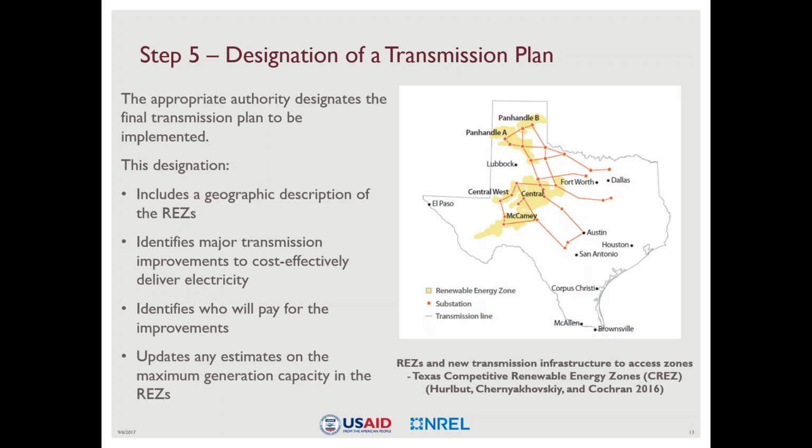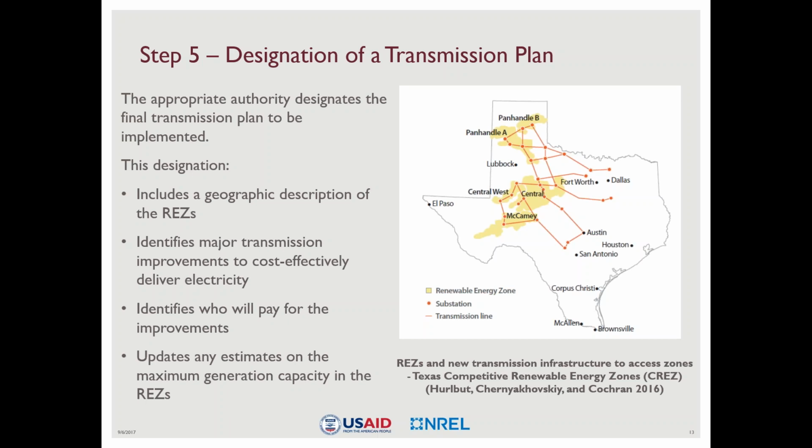So how would we implement this transmission system enhancement or expansion? Also, it would update any estimates on the maximum generating capacity in the zones. And shown here on the right is an example of the zones that were identified and the new transmission infrastructure to access these zones and really export this power to the load.